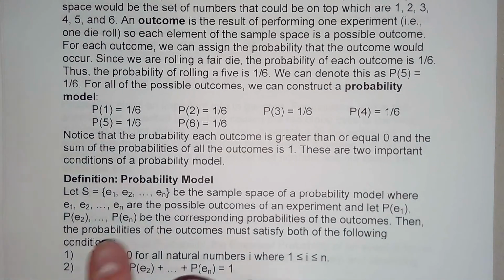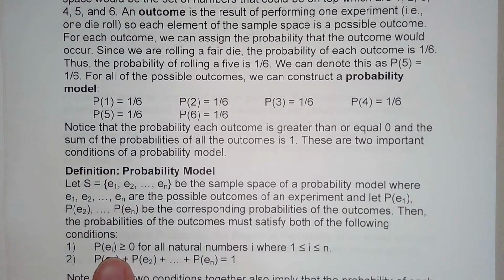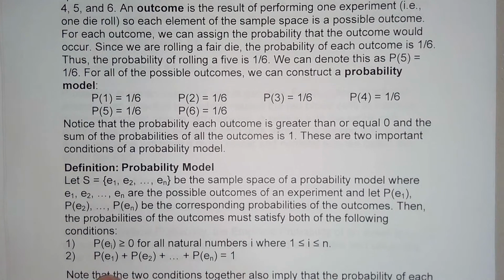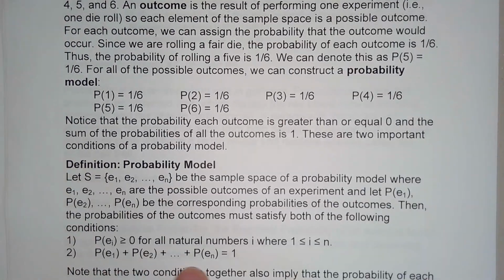Then the probabilities of the outcomes must satisfy both of the following. 1, the probability has to be greater than or equal to 0. And number 2, the sum of the probabilities has to be equal to 1. And note that the two conditions together also imply the probability of each outcome has to be between 0 and 1 inclusively.